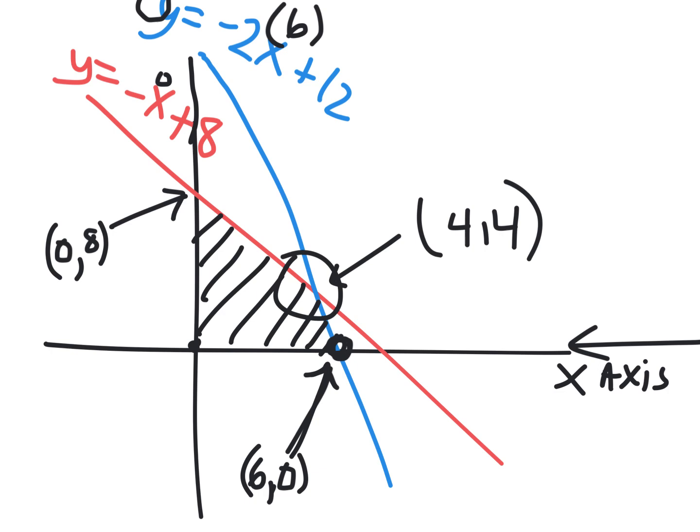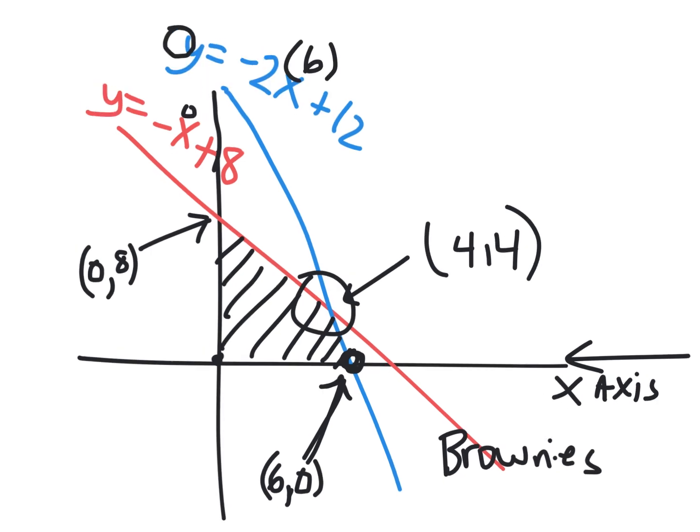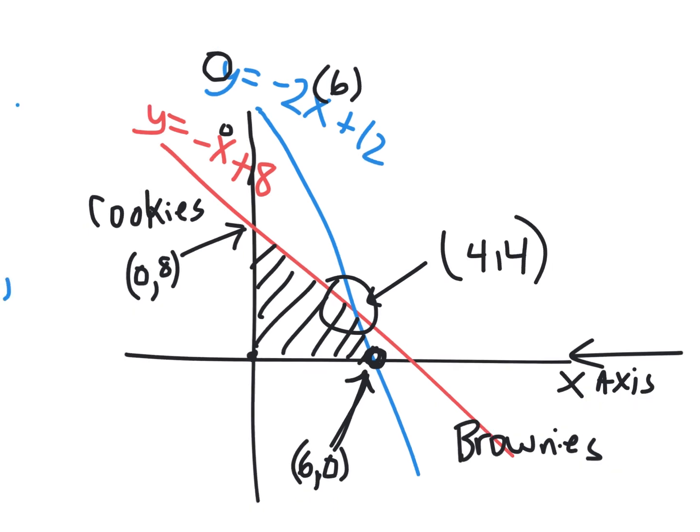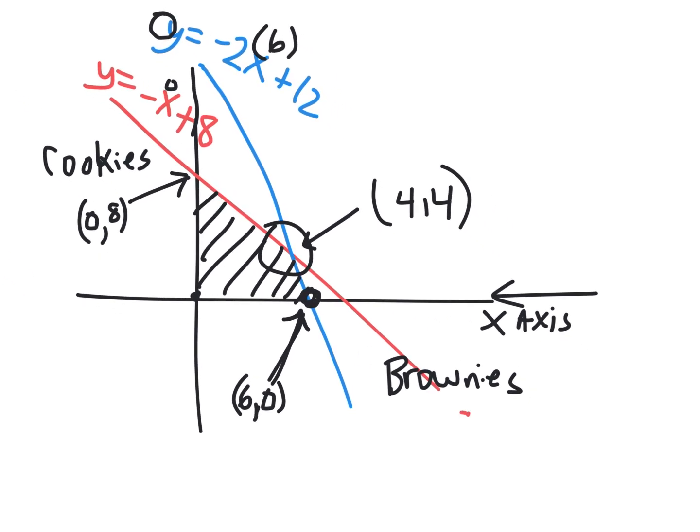So imagine a world where you are selling stuff at a bake sale, and you have brownies and you have cookies. I just put them in the right spots, so you should know which one is which. You can make brownies, you can make cookies. And you figure out that after paying for your expenses, brownies on average will make you $1.25 of profit, and the cookies are only going to make you 75 cents profit.